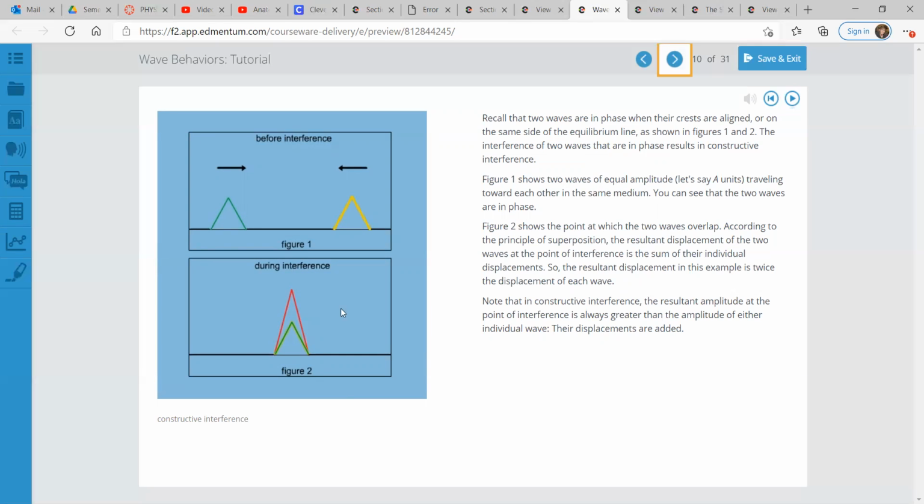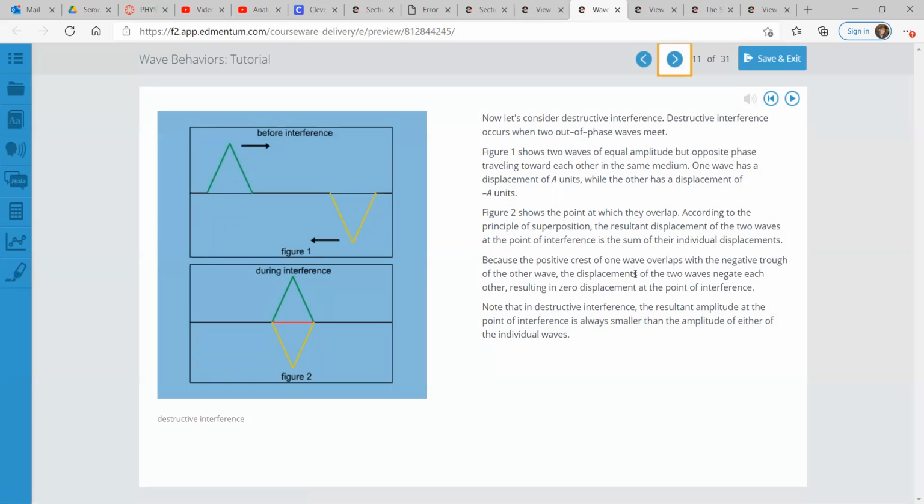The second figure shows the point at which the two waves overlap. According to the principle of superposition, the resultant displacement of the two waves at the interference point is the sum of their individual displacements. So it's twice the displacement of each wave. Note that in constructive interference, the resultant amplitude at the point of interference is always greater than the amplitude of either individual wave. Their displacements are added up.